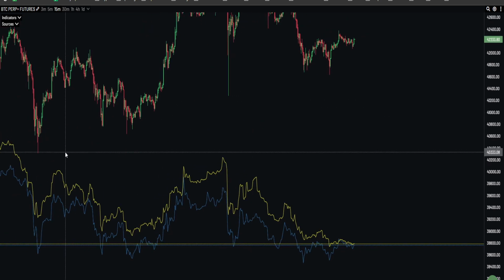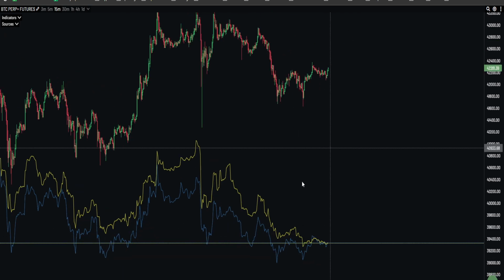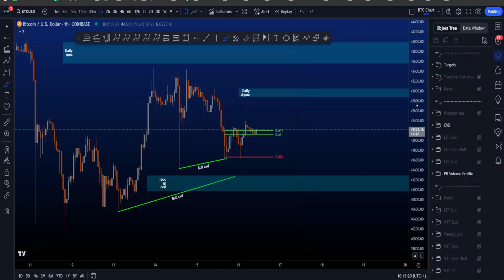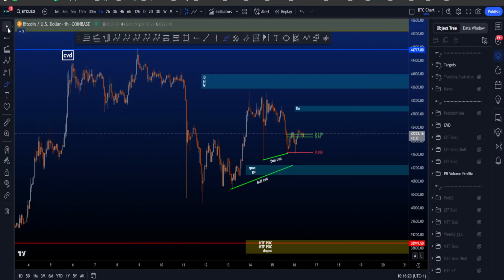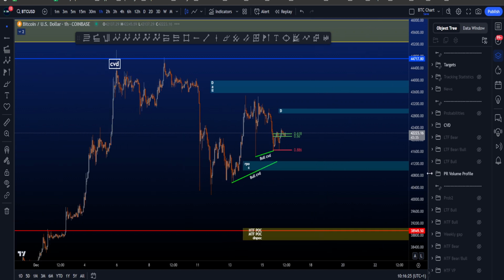While if I zoom out, you can also see here higher lows on price, but on yellow, lower lows on the CVD, and also on blue here, actually lower low on the CVD. So we do have some bullish CVD divergences, increasing probabilities that we still have higher prices to come.